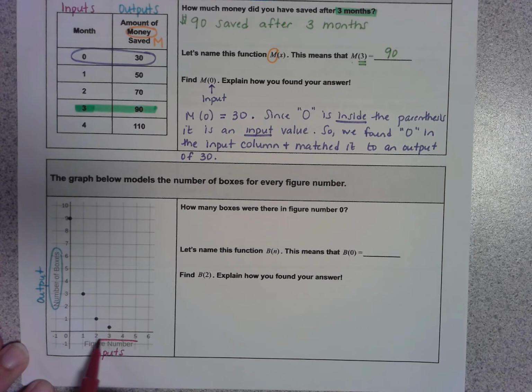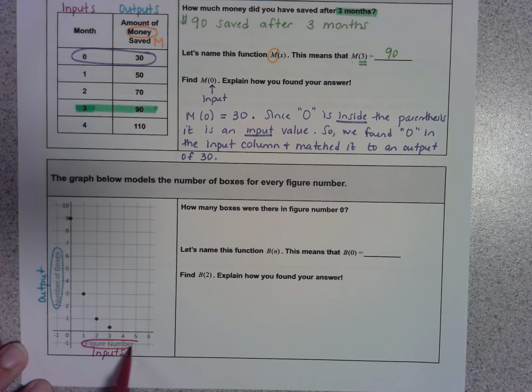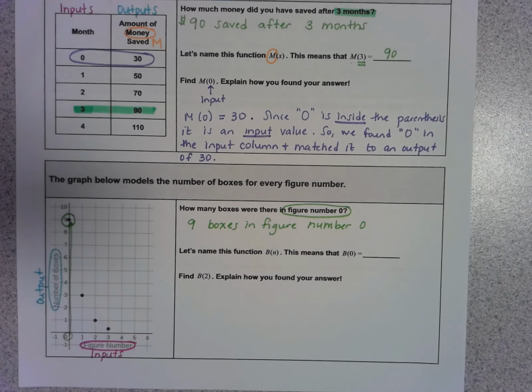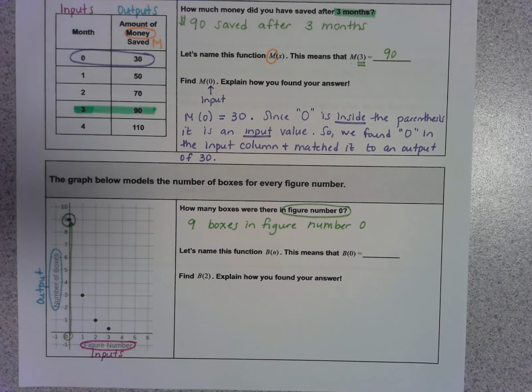So in the first part of our question, it says, how many boxes were there in figure number 0? Figure number 0 is an input because figure number is the inputs. So if I find an input of 0 and I match that up to a point on the graph, when the input is 0, the output is 9. So I would say there are 9 boxes in figure number 0. Now, a faster way to write that, rather than writing out all these words, would be function notation.